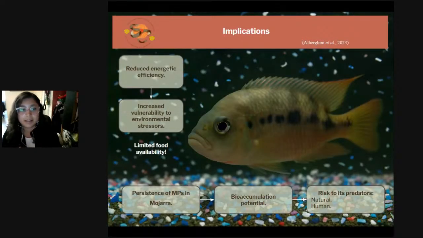So we could find that Mojarra Criolla had a reduced energy efficiency due to microplastic exposure, and this can increase its vulnerability to environmental stressors, especially in limited food availability contexts. And also we saw a persistence of microplastic in Mojarra Criolla, so there is a bioaccumulation potential, putting at risk not only the Mojarra Criolla, but also its predators, natural and human, that eat this fish.